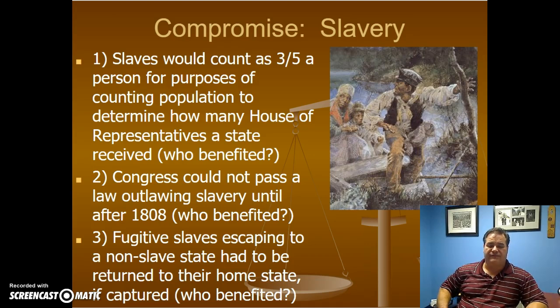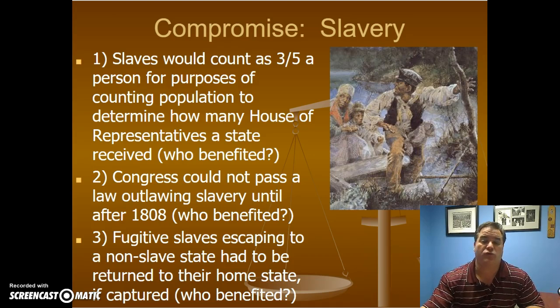Finally, the fugitive slave laws. Fugitive slaves escaping to a non-slave state had to be returned to their home state if captured. Now, these 3 compromises are in the Constitution. The word slave doesn't exist in the Constitution. Okay, it's a really interesting example of verbal gymnastics to avoid using the word slave. Who benefited from the fugitive slave laws? Okay, and that'll go a long way to telling you how the compromise worked out, in whose favor.